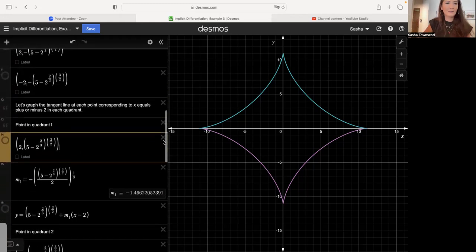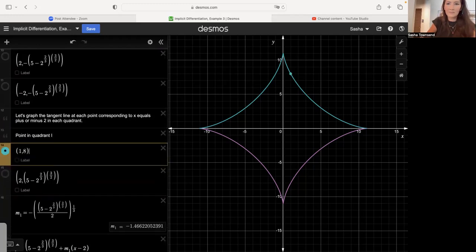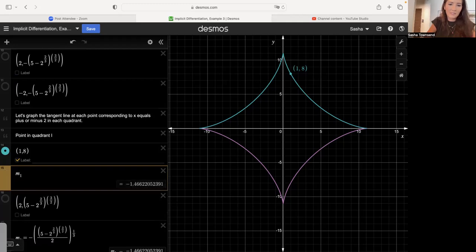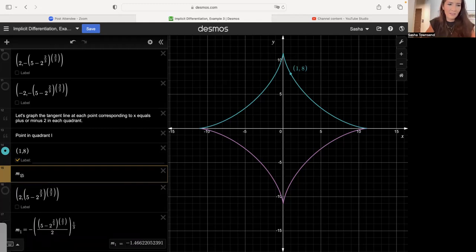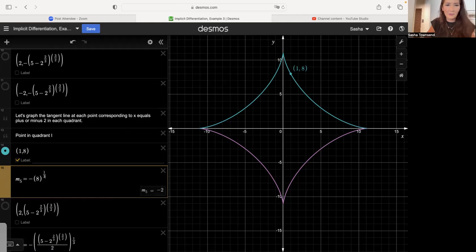So let's look at x equals 1, y equals 8 as well. At that point, and the slope, I'm just going to say 1 star. Oh, no, it won't let me do that. I said that was slope 4. I'll call this slope 5. The slope is equal to negative y divided by x, which is just 8 divided by 1, which is 8, raised to the 1/3 power. So the slope is -2.